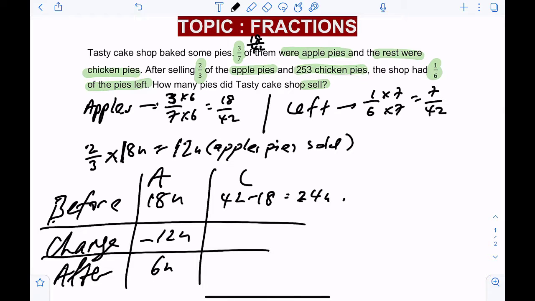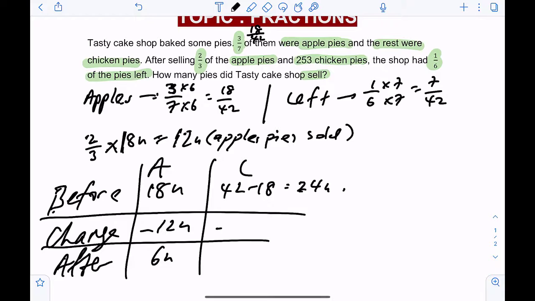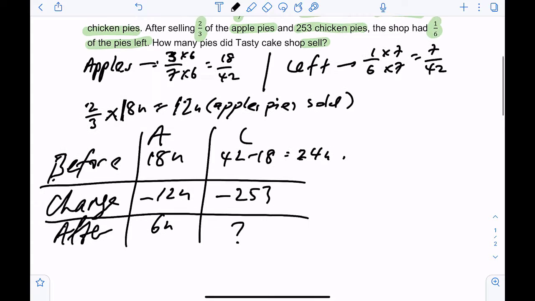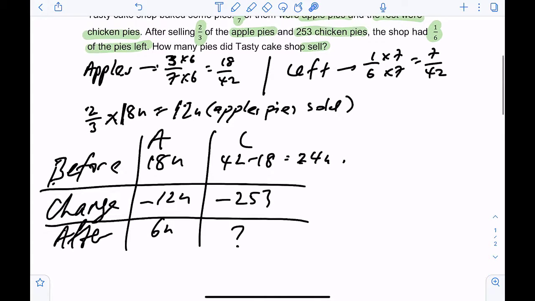the apples. As for the chicken, you sold 253 pieces of chicken pies. So at the end, how many chicken pies will you be left with? How many units will you be left with? Over here, it's actually a question mark for us. Now, what we know is from the left part, out of 42 total units, we are left with 7 units. So 6 units is already for the apples. So the remaining must be for the chicken.